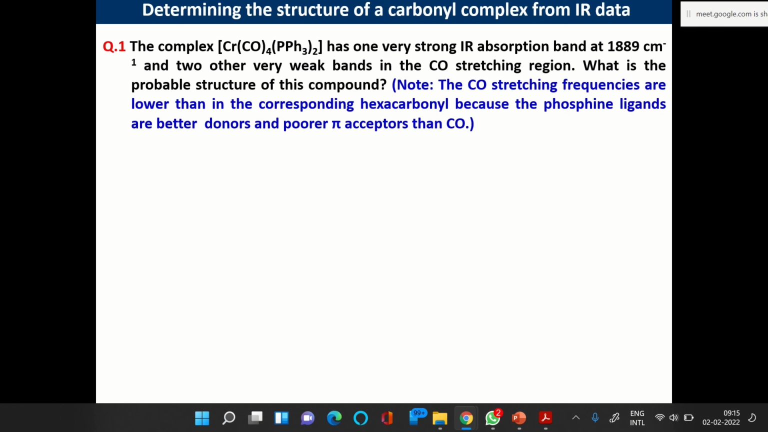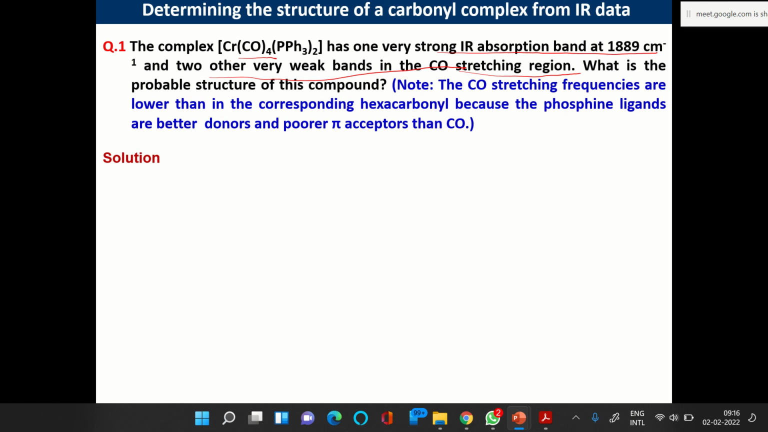So this is a complex of chromium having 4 CO ligands and 2 triphenylphosphine ligands. It has a strong IR absorption at 1889 cm inverse, and 2 other very weak bands in the CO stretching region. So what is the probable structure of this compound?